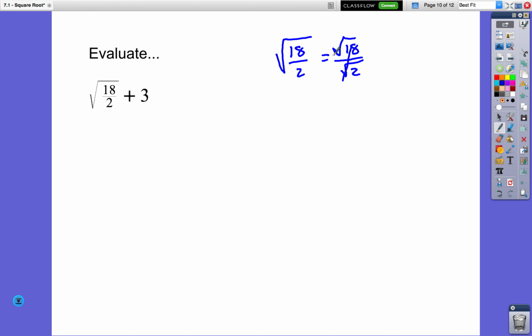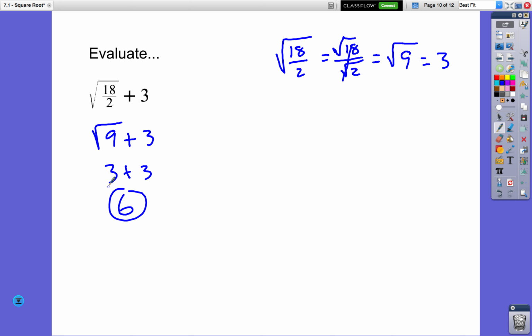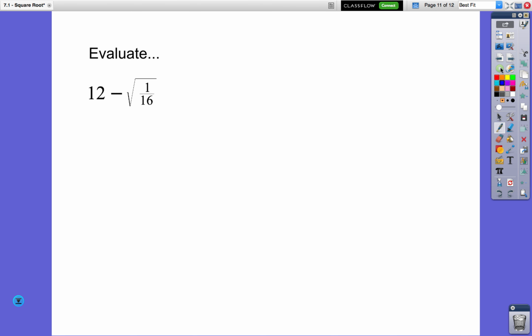So we can think about this a different way though. Inside the radical symbol is division. And since it's all contained within the square root, I'm allowed to do that first. So I could change this to the square root of 9, which now makes the problem so much easier, because the square root of 9 is just 3. So this would become the square root of 9. The square root of 9 is 3, and 3 plus 3 is 6. So notice how on this particular problem, dividing first inside and then square rooting that answer was the easiest thing to do.